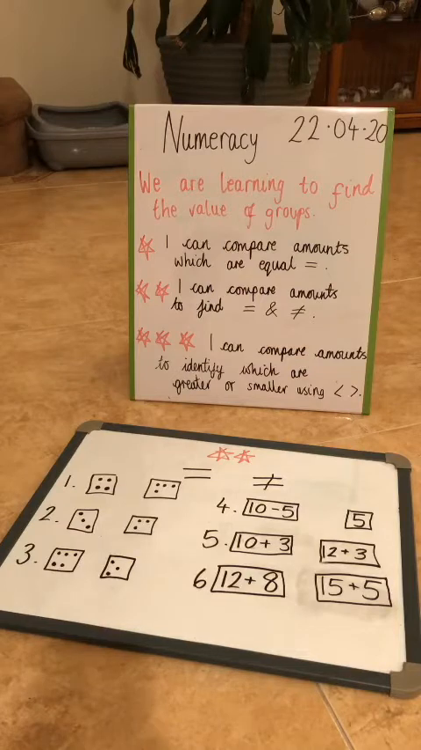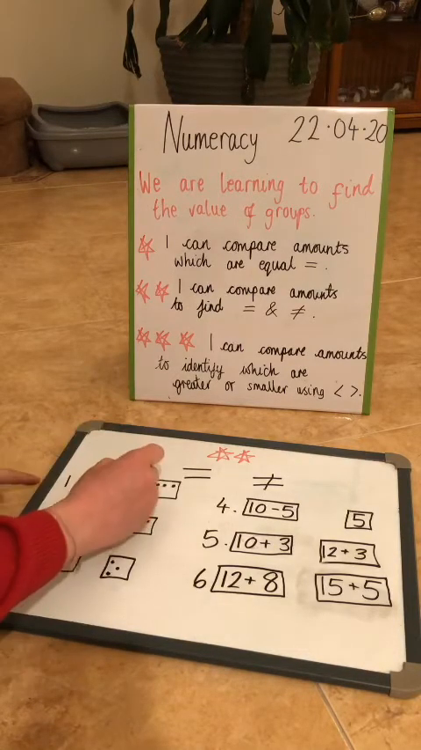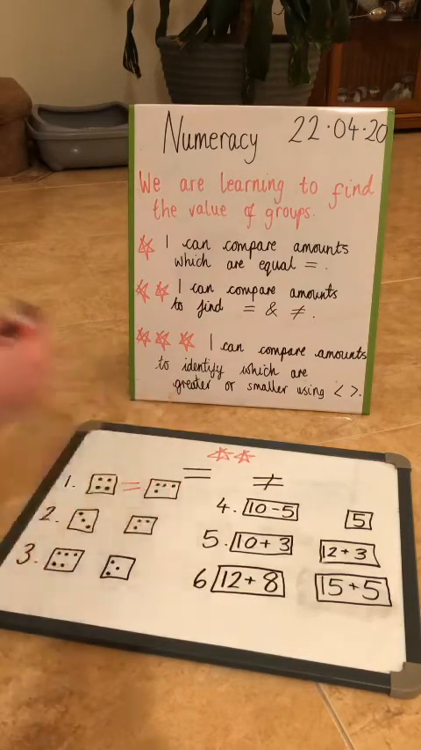That's right, they are the same. So even though they are not arranged the same, they still equal the same amount. There is still the same amount of dots there. There are still 4 dots here and 4 dots there, even though they're not arranged the same.